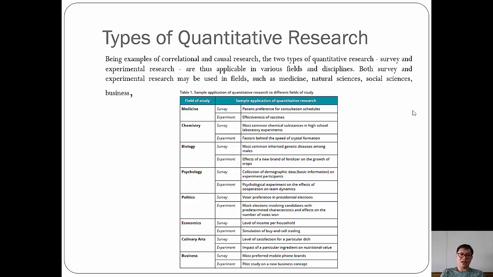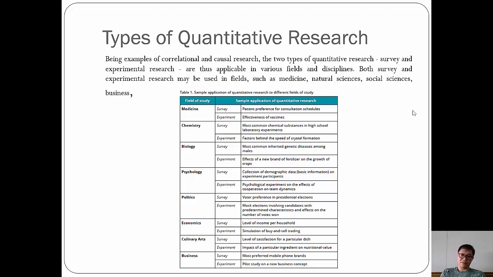You have chemistry: survey, the most common chemical substances; experimental, highly laboratory experiments, with factors behind the speed of crystal formation. Economics: survey, level of income per household; experimental, simulation of buy and sell trading. Business: survey, most preferred mobile phone brands; experimental, pilot study of a new business concept.